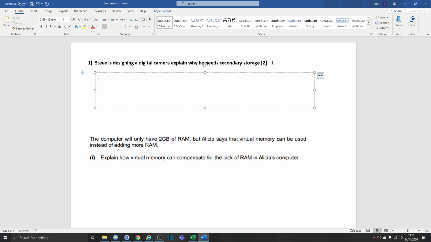I find that I do this, so I'm not telling you I'm perfect, but a lot of students just start writing and they waffle out an answer, fill out the box, and they go, right, the box is filled, I'm getting 2 marks. But what are your 2 points here? The 2 points here are: what benefit do you have of having secondary storage, and why specifically does a digital camera need one?